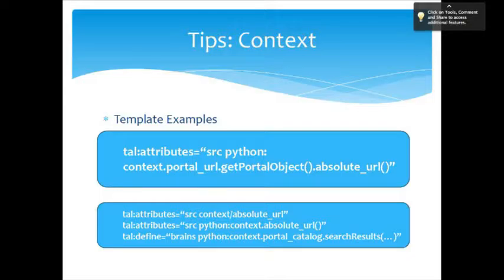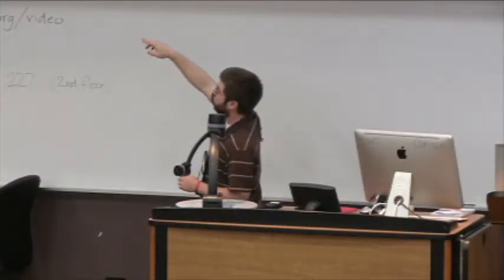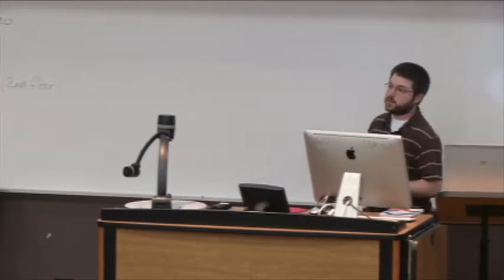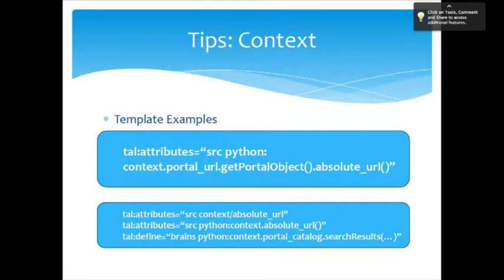Down here are some smaller examples, which I will post in my slides and you can view them in more detail if you need. But on the very last one, I'm actually grabbing brains from the catalog, which are catalog data, out of the catalog in a template here. So I'm retrieving other data on the website and pulling it back into this template, all available through the context. Also, context can be done with context/absolute URL if you're not using the Python interpreter within the templates.